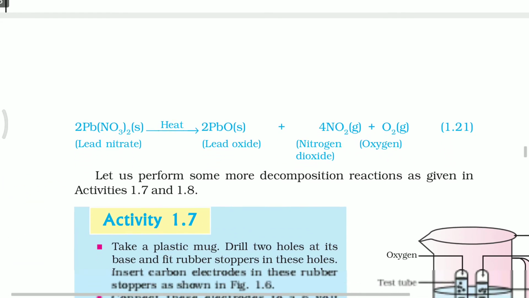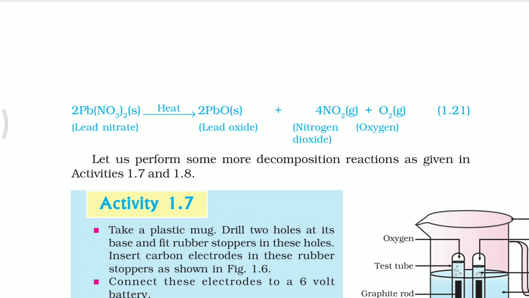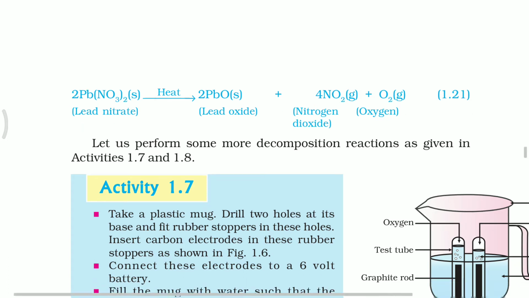So if you see the reaction, lead nitrate, only one reacting substance. Okay, when it is heated, we get two or more products. Okay, so lead oxide, nitrogen dioxide, oxygen. So one single reacting substance gives two or more products. Such type of reactions are called decomposition reactions. This is a very important reaction.